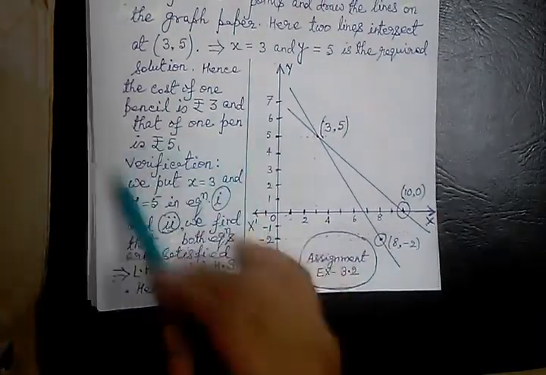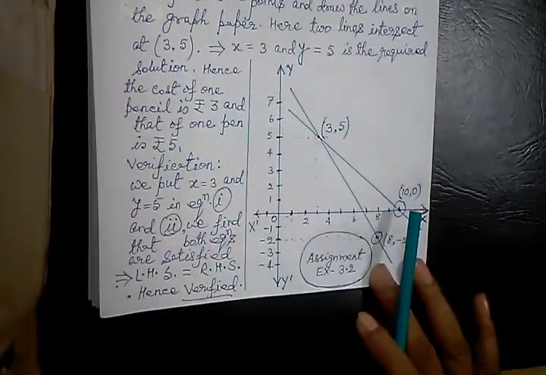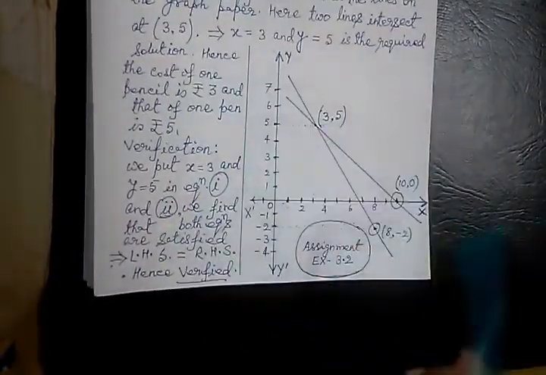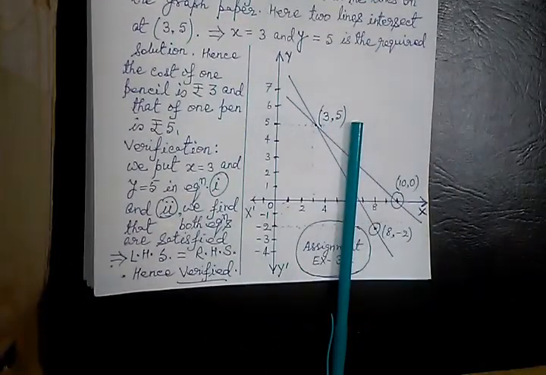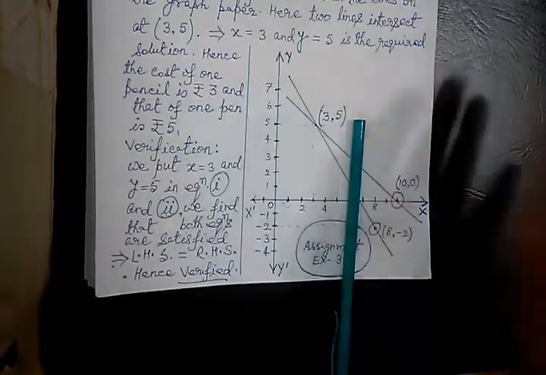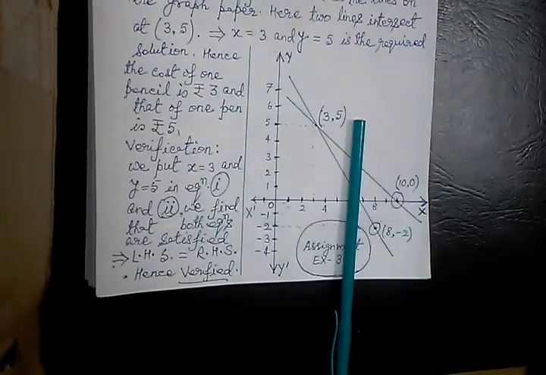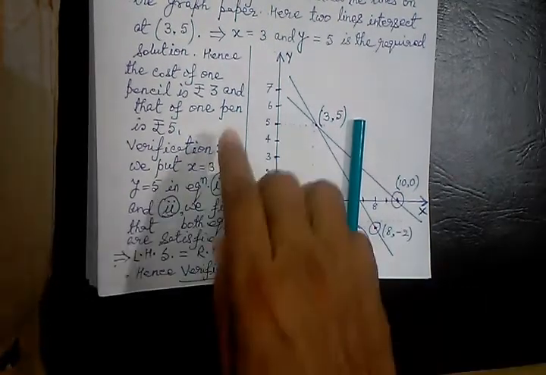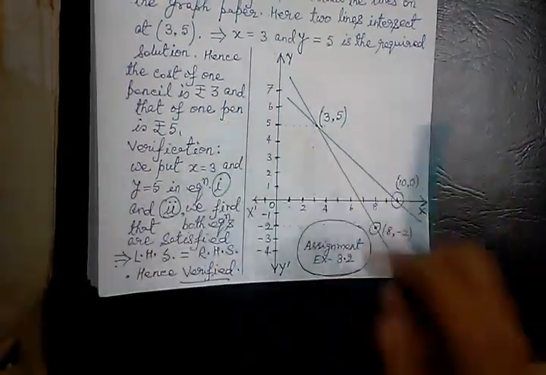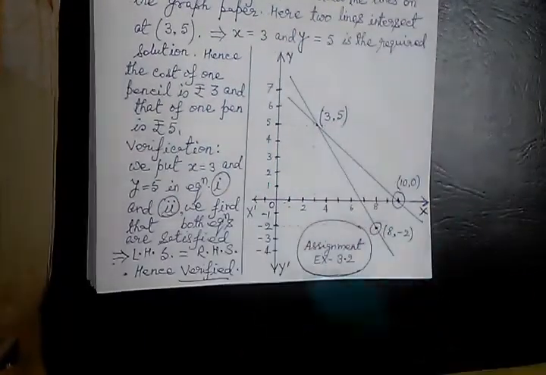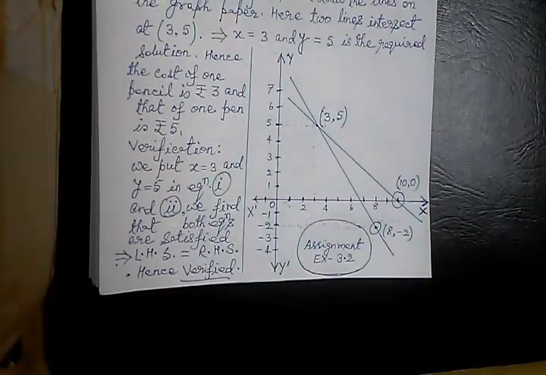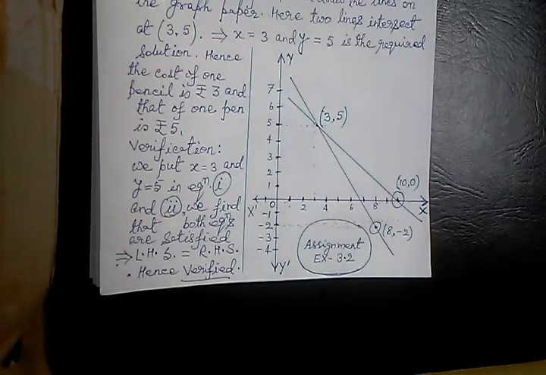Sometimes it is also asked in a question to verify your result, verify your answer. If it is not asked for verification, you just stop here and write this is the answer, the cost of one pencil and one pen. But sometimes a tail question is also added, verify your answer. So here is the verification.